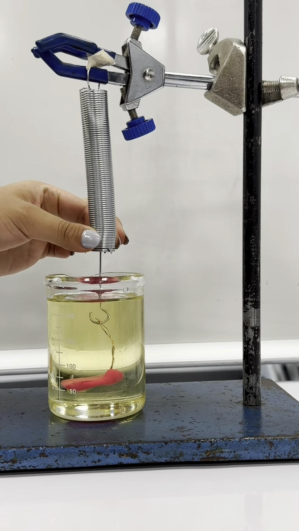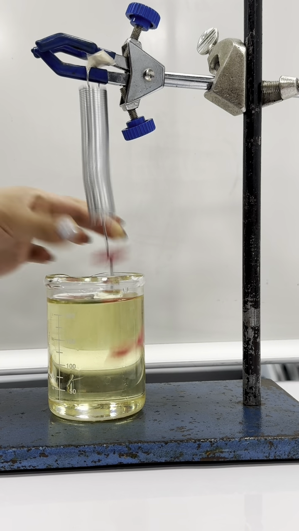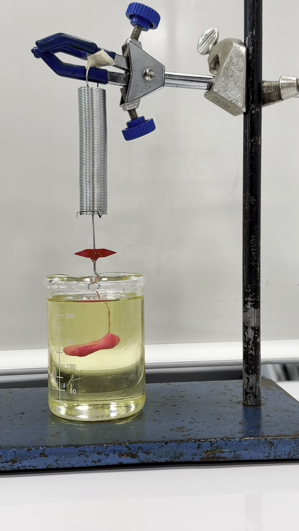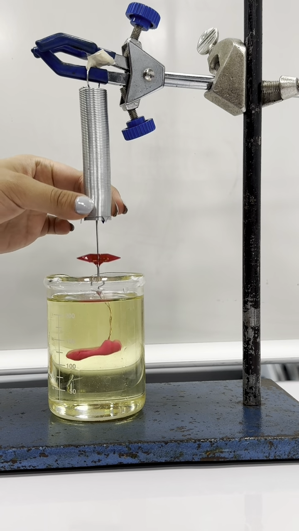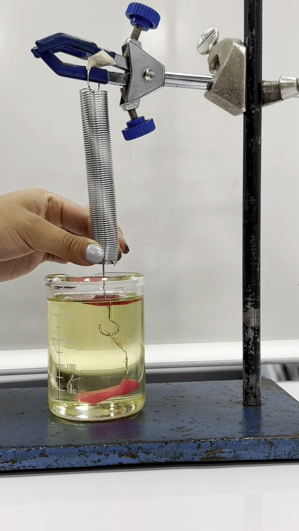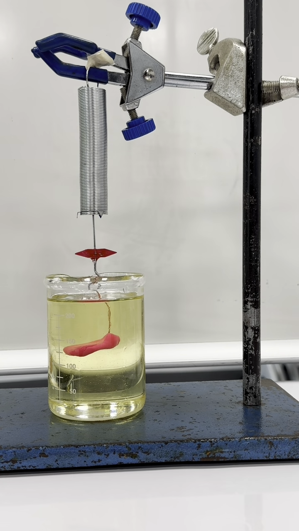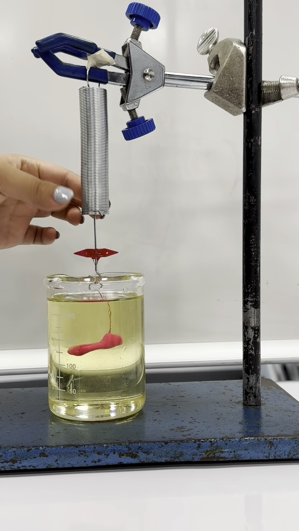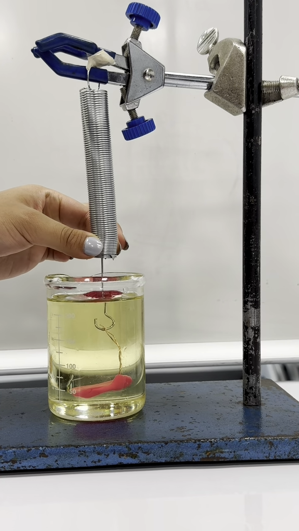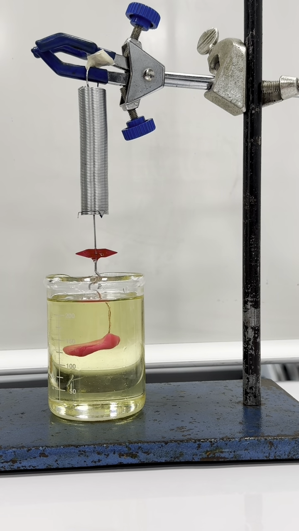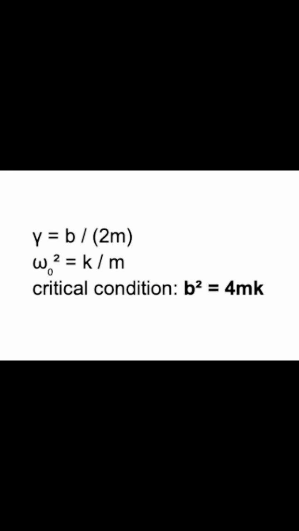For our experiment in practice 3, we used a vertical mass spring system submerged in oil, and using Tracker software, we analyzed the motion and measured how the amplitude decayed over time. From this, we extracted the damping coefficient, which we found to be approximately 22.29 kilograms per second, and then we used the following formulas that are shown on the screen.